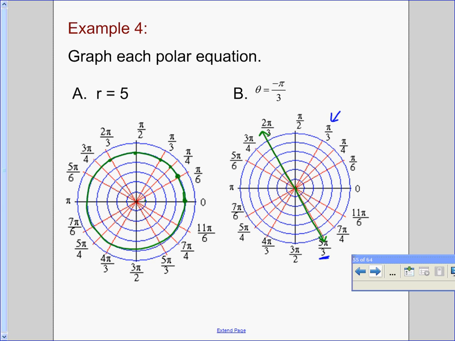These are sort of the equivalents to our horizontal and vertical lines with our XY coordinate plane. Instead of having horizontal and vertical lines, we have either a circle or a line. Okay, so with r equals some constant, we're going to get a circle, and with theta equal to some value, we're going to get a line.